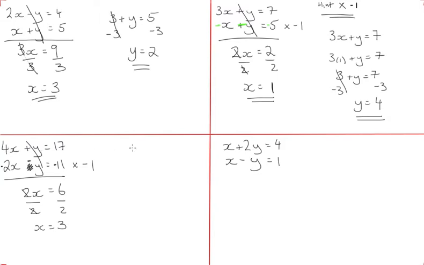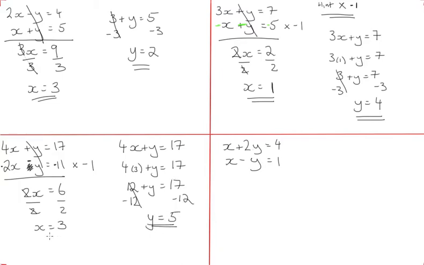I'll take the top equation then, 4x plus y is equal to 17. Now I know that x is 3, so I can substitute it in for x. 4 3's are 12, plus y is equal to 17, minus 12 from both sides. They cancel. You're left with y is equal to 17 minus 12, which is 5. So that's y, and that's x. That's the answer.